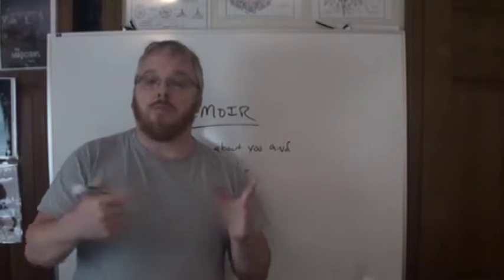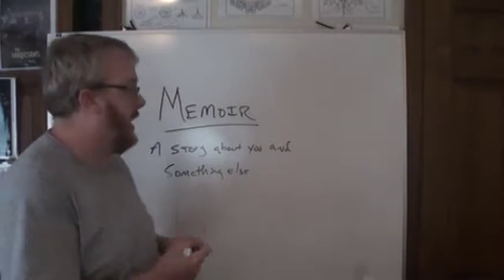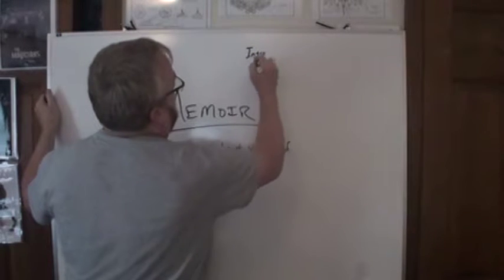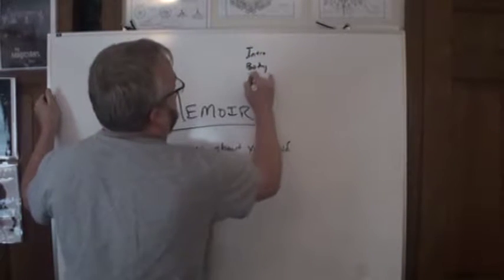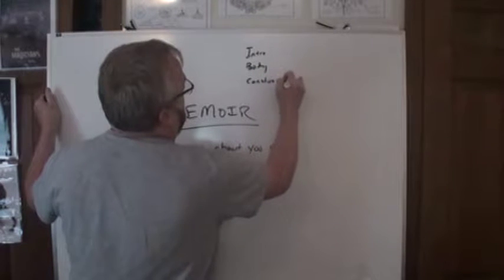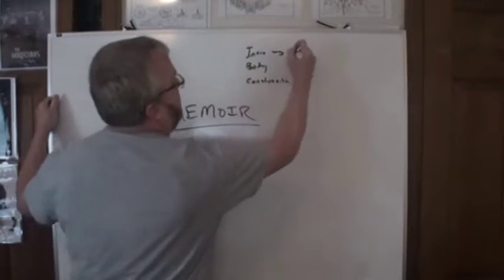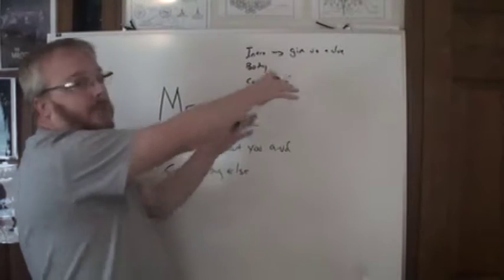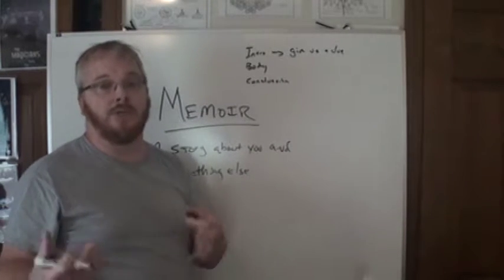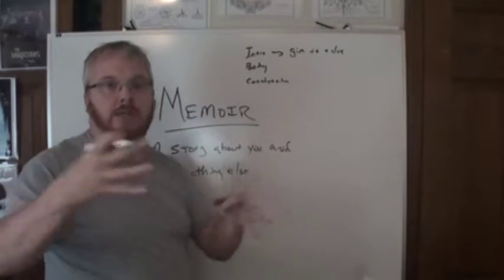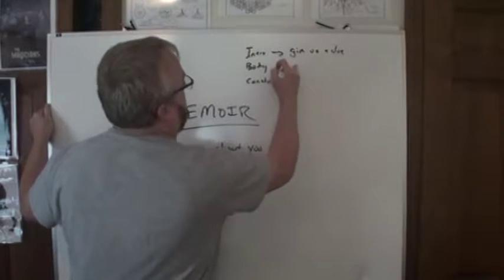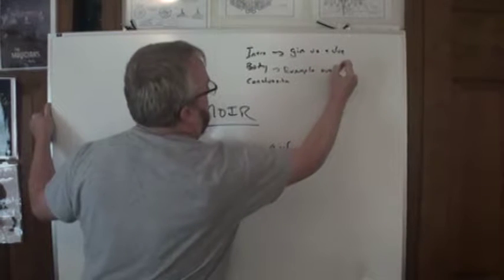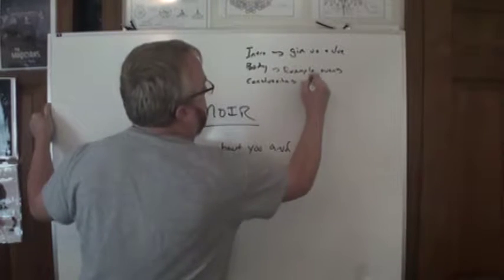When we look at a memoir, it still has to follow the same basic principles of writing. So we still have to have an intro, we still have to have the body, and we still have to have a conclusion. A good intro is going to give us a clue, meaning it's going to hint or imply at what we're going to get when we read the body. The body is the example events, and then finally the conclusion is what was learned.